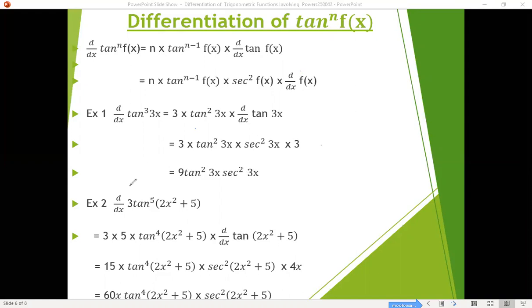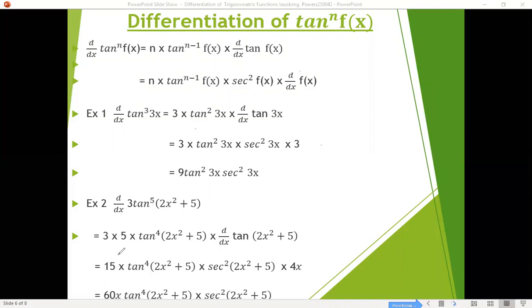Next, derivative of 3 tan to the power of 5 into bracket 2x squared plus 5. So here we have added one constant in front of the function. So how to proceed now? Take the constant 3, multiply by the power 5. So 5 minus 1, which is 4. First step over. Then multiply by the derivative of the tan function.